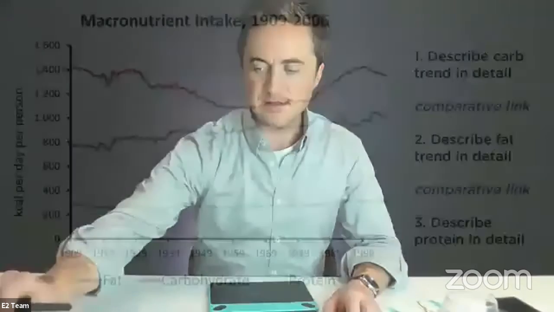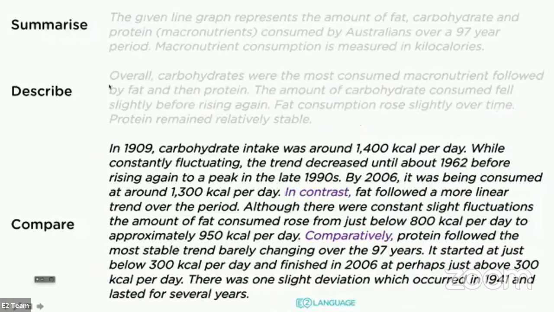Good. Conversely, the consumption of protein was the least when compared to other macronutrients. In 1909, it was a little below 300 kilocalories and didn't increase that much until 1999. Nice, that's looking good. Let me show you mine again. I said this, in 1909, carbohydrate intake was around 1,400 kilocalories per day. While constantly fluctuating, the trend decreased until about 1962, before rising again to a peak in the late 1990s. By 2006, it was being consumed at around 1,300 kilocalories per day.